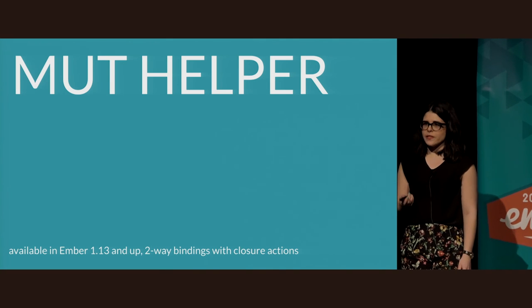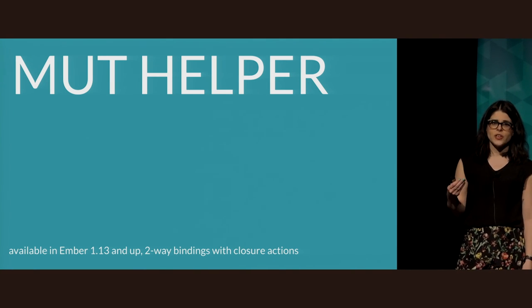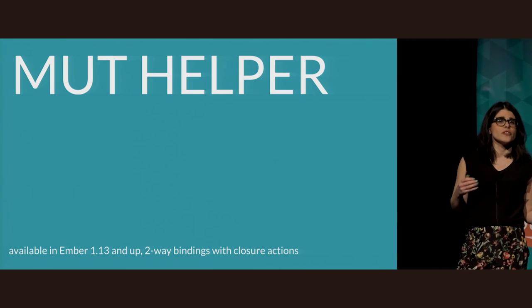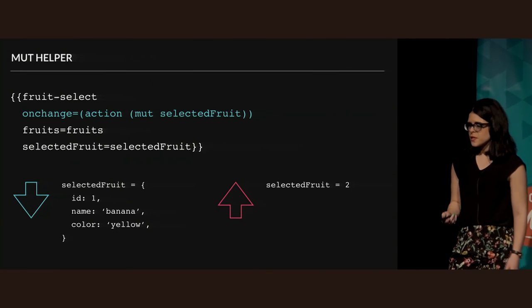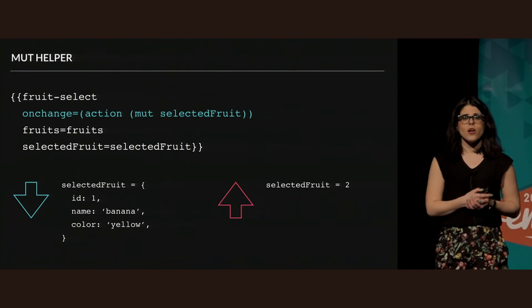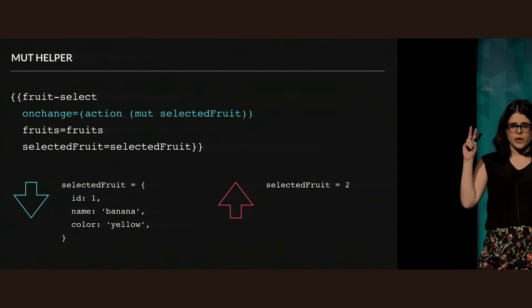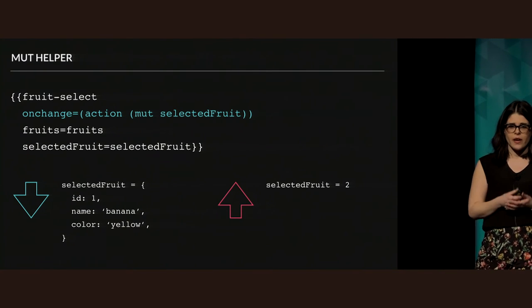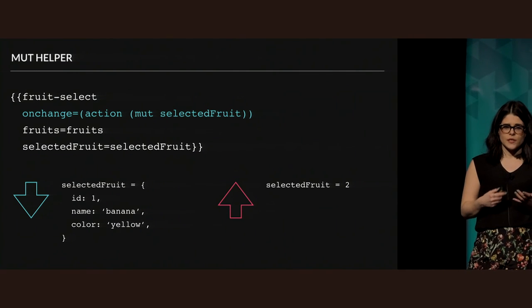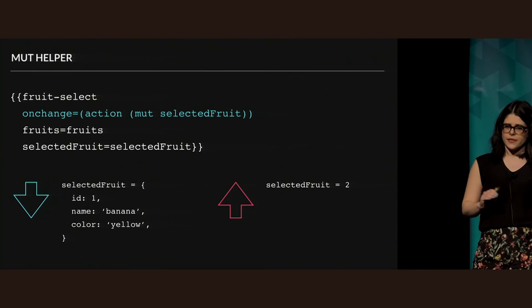And the way that that works is instead of passing in a named action, you're going to be able to just say, hey, I want you to mutate this value instead. So if you look at the top here, you'll see I'm using that onChange closure action syntax again. But this time, instead of putting an action name, a function name in there, I'm going to actually just tell it to mutate a value called selectedFruit. Now, we just need to do a little extra work here to get this to kind of play nice with what we want.